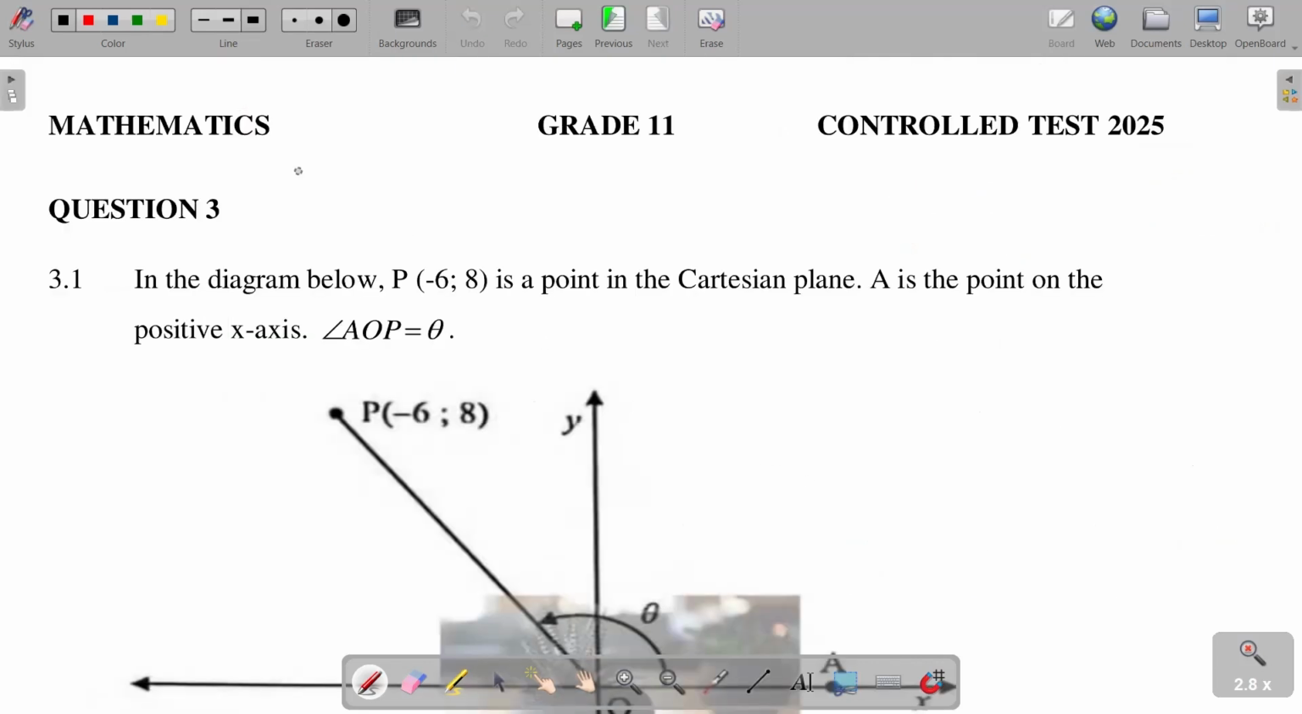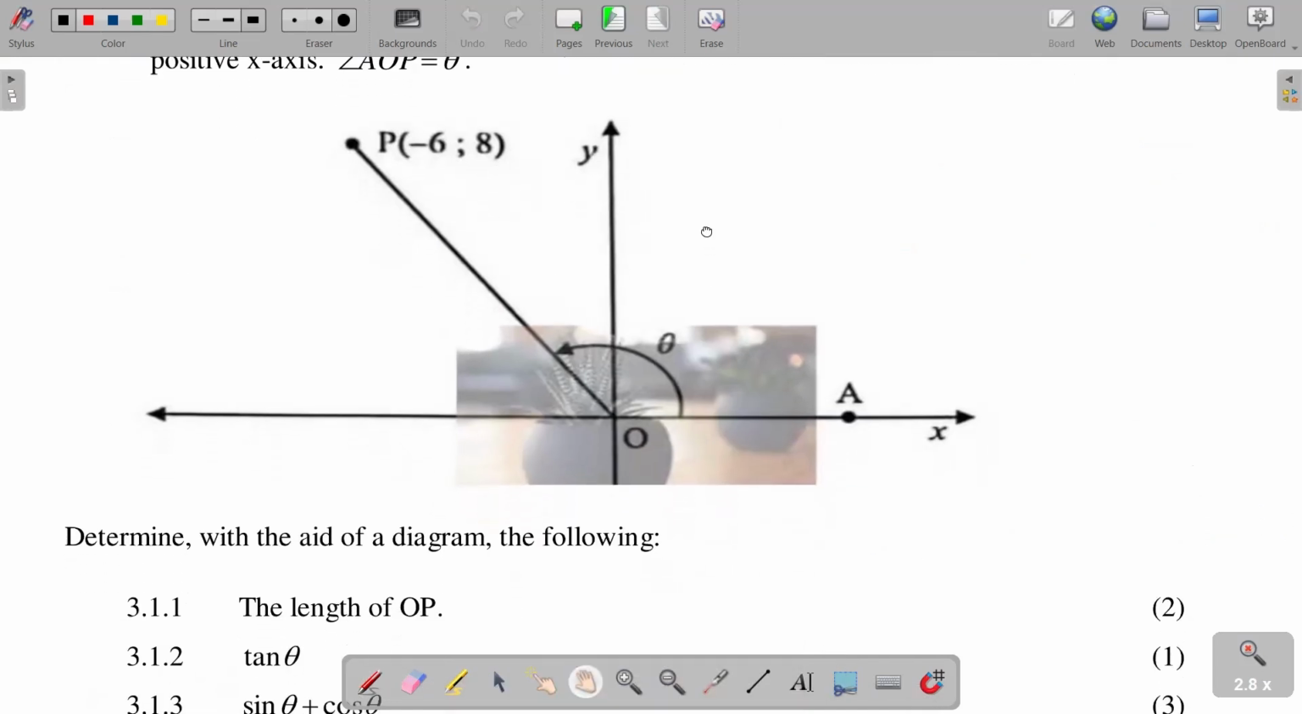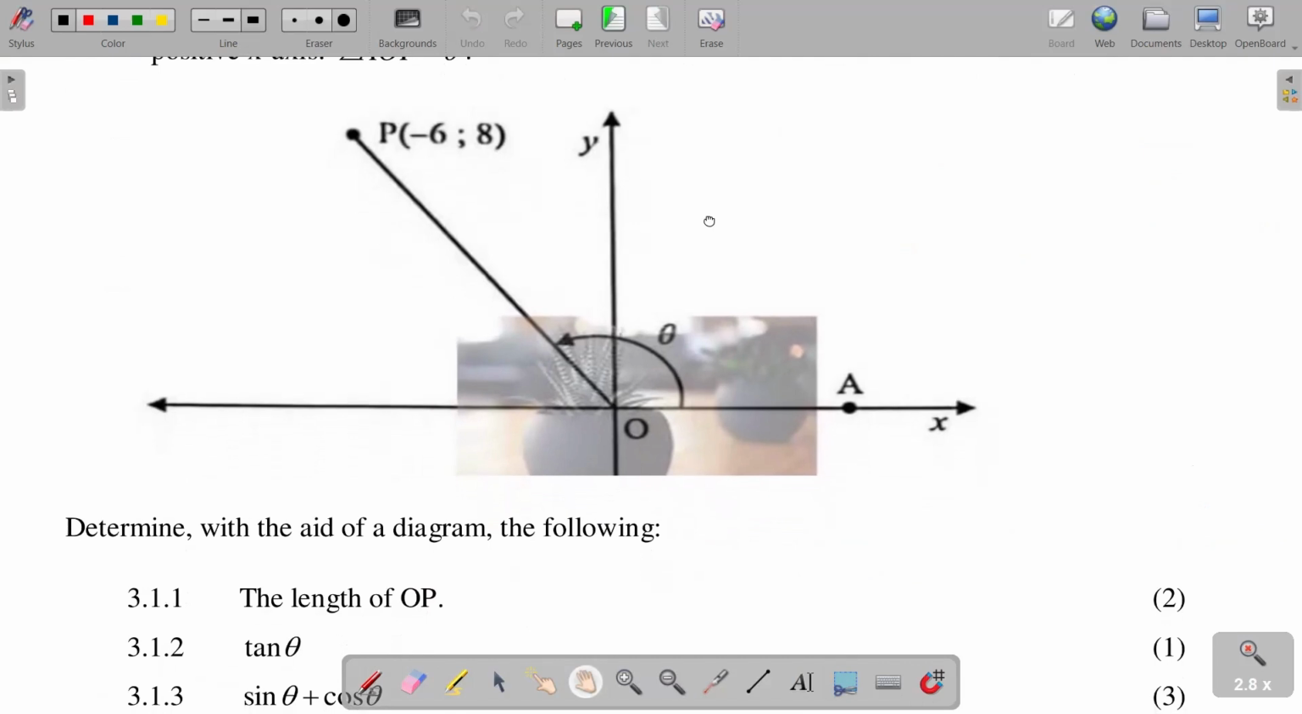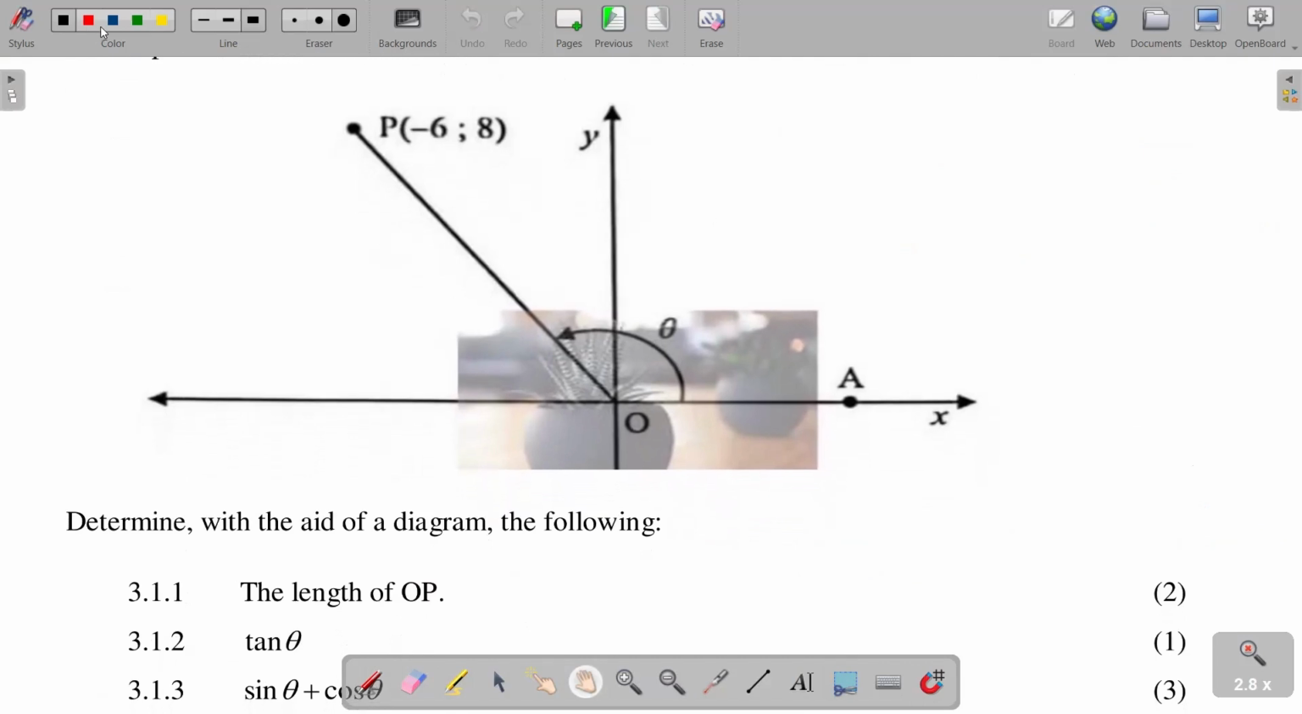Here you are given in the diagram below, P is a point in the Cartesian plane, A is a point on the positive x-axis. Then the first part is saying determine with the aid of the diagram the length of OP. Whenever you are solving these types of questions, first step, drop a perpendicular with respect to the x-axis. So this x is negative 6, this is 8.